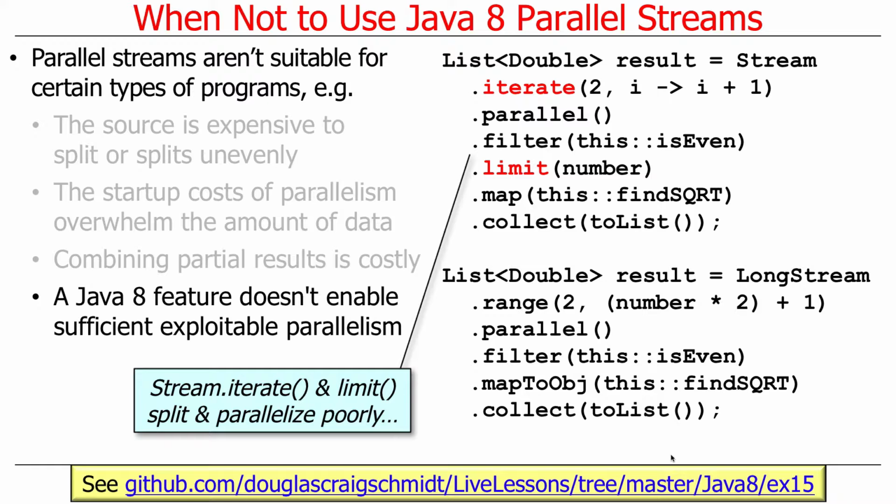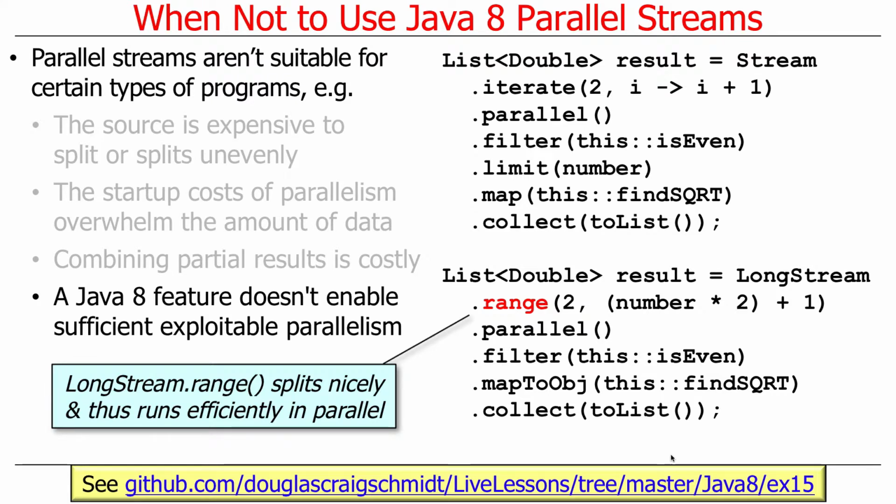And this will take a really, really long time to run. The reason for this is that iterate and limit both split and parallelize very poorly. There's a lot of overhead. And if you want to convince yourself of this, try running the program and you'll see.